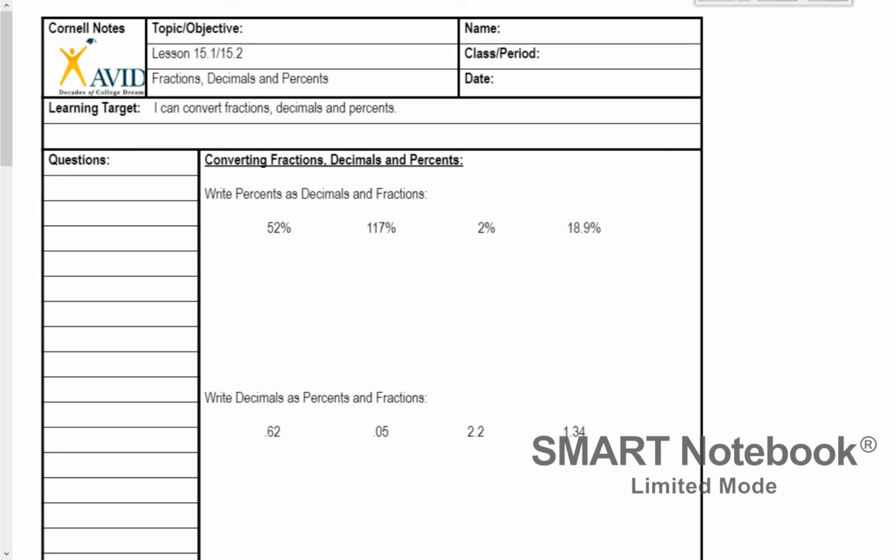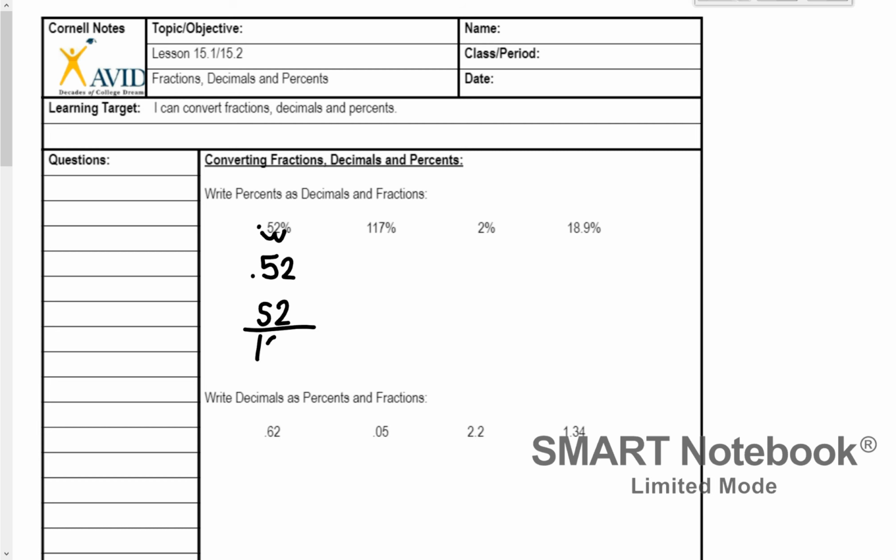So here we have 52%. We want to write it as a decimal and then as a fraction. Well, we make a percent into a decimal by putting in that decimal point and moving it 2 to the left. So this becomes 52 hundredths. We then make that into a fraction.